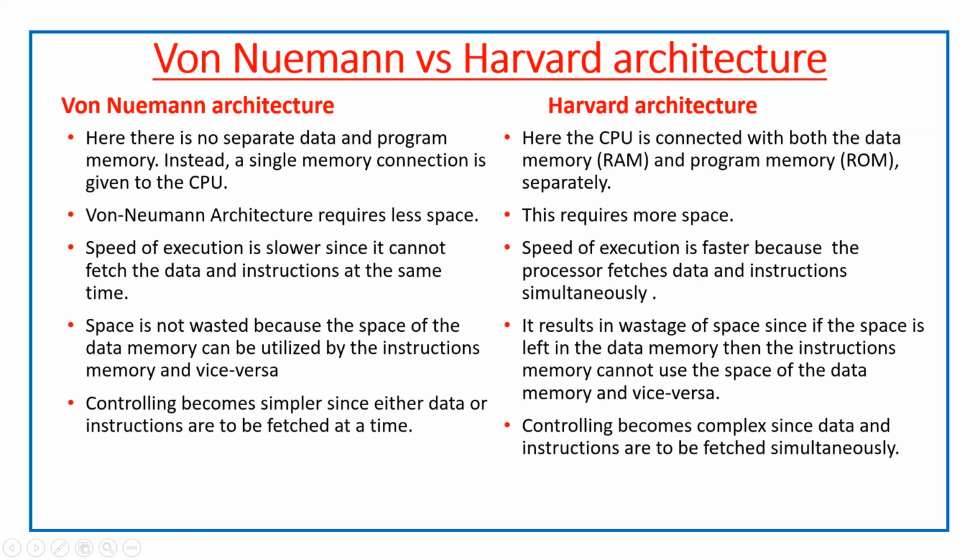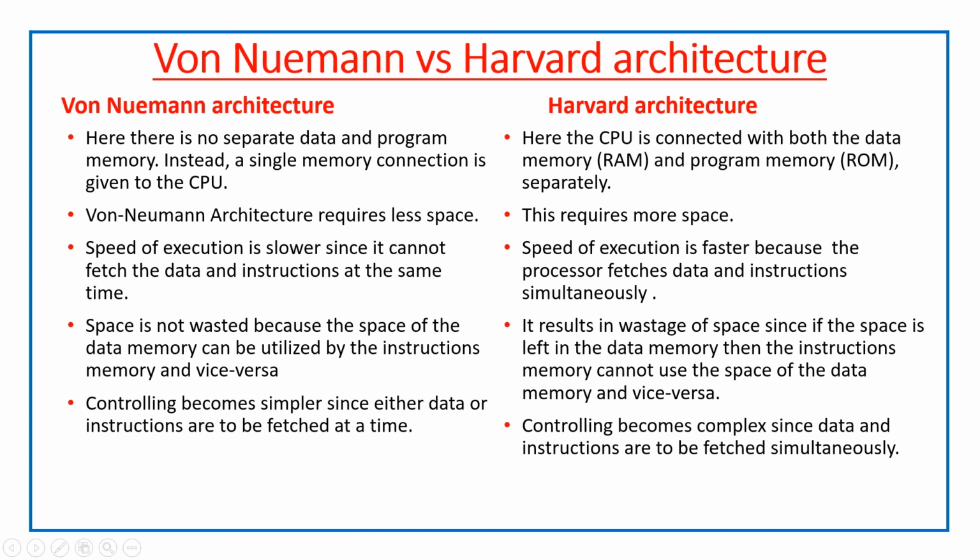Last point says that controlling becomes simpler since either data or instructions are to be fetched at the same time. Means we can control it or it is easier to control. And in Harvard architecture is controlling becomes complex since data and instruction are to be fetched simultaneously.